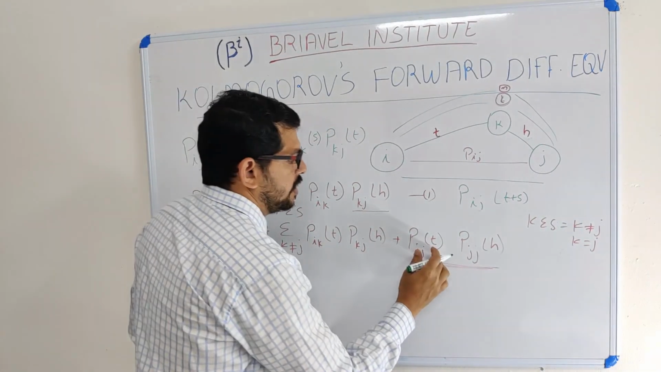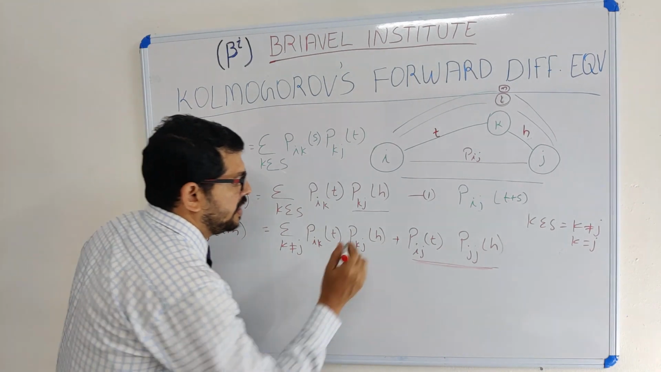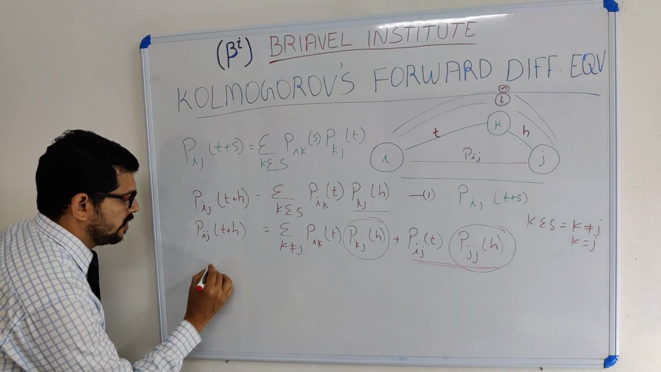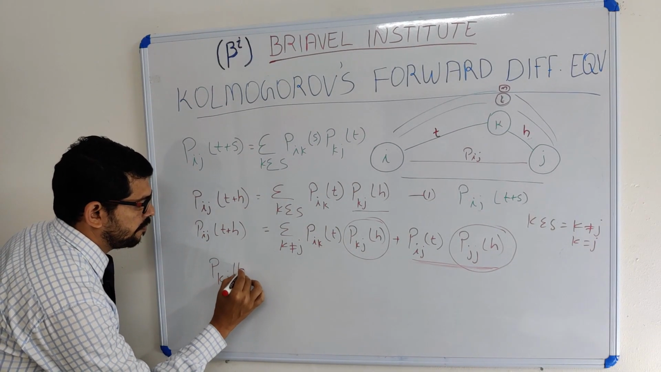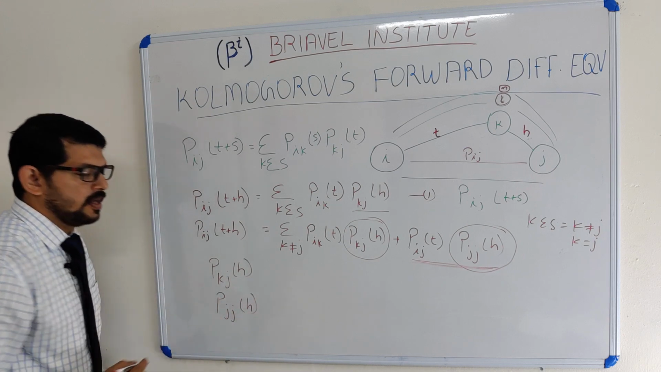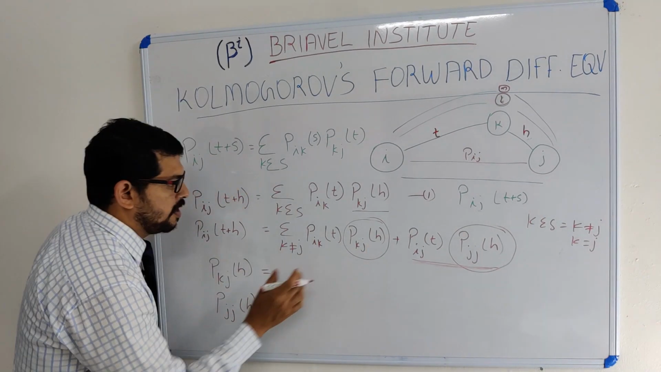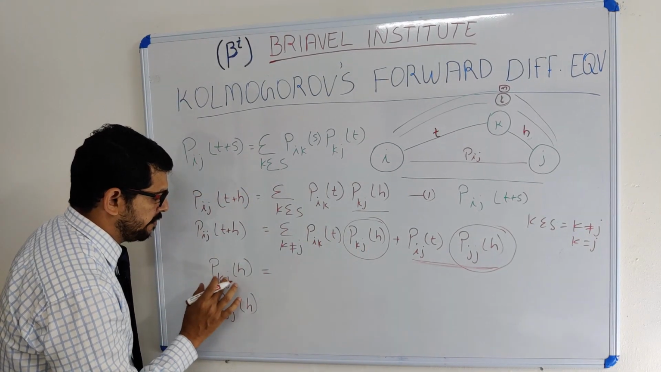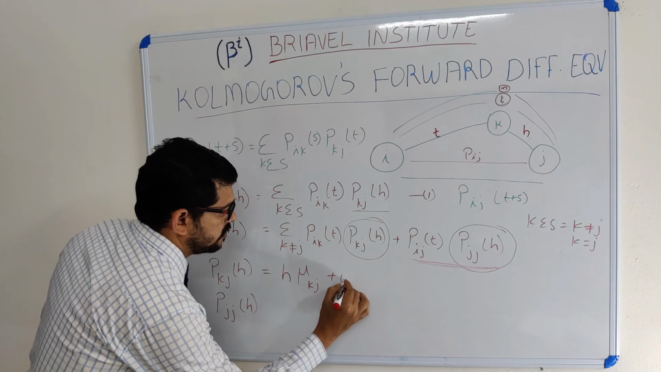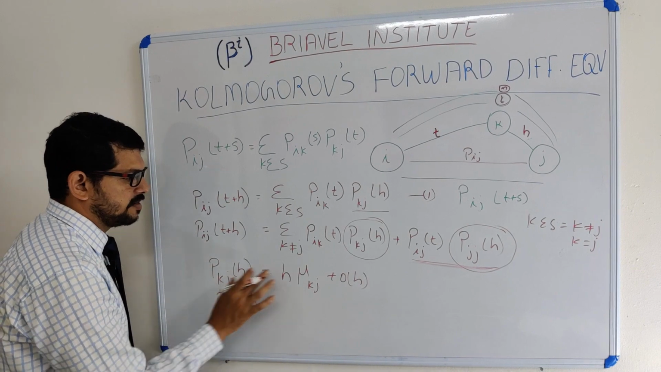So P of ij t and P of jj h. Now we have to consider these two probabilities. What is the P of kj h? This one we learned in generator matrix, P of jj h. These two terms we already learned in the generator matrix. In Markov assumption 2, talking about probability of K to J at small time interval, we can write mu of kj h plus o(h). This one we already studied in Markov assumption, and in generator matrix we already learned this equation.